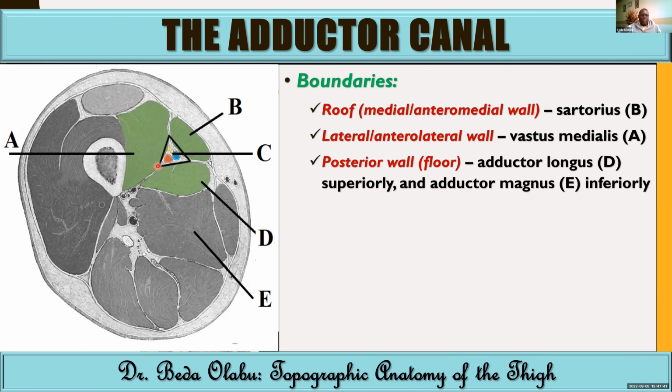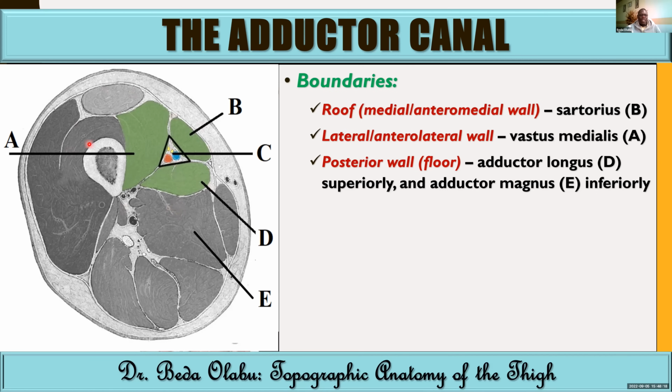The posterior wall, which is here, can be viewed as the floor. So the posterior wall of this particular tunnel is formed by two muscles. It will depend on which level we are in. On the upper parts, the floor is formed by the adductor longus muscle, which is this one. And on the lower parts, it is formed by the adductor magnus muscle. Understand that once the adductor longus has already inserted, the tunnel still extends. And so beyond that, we have the adductor magnus muscle.